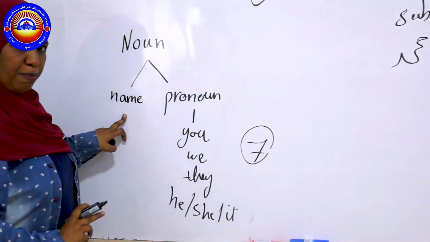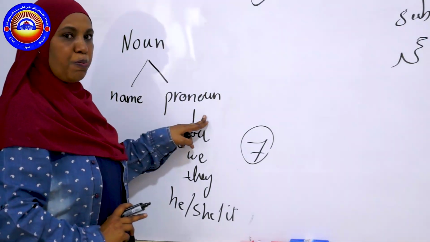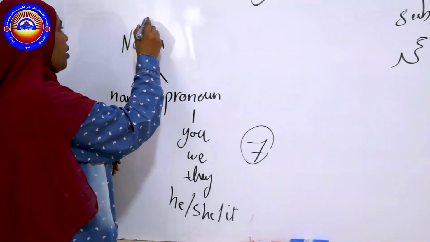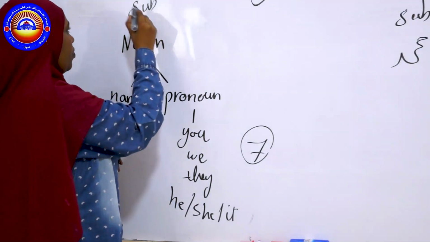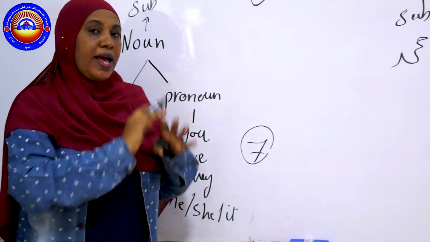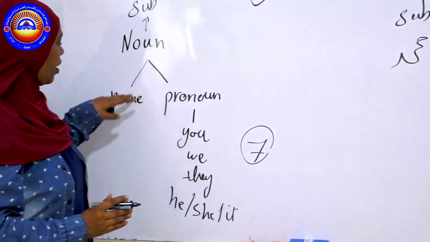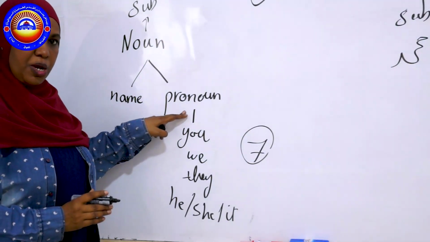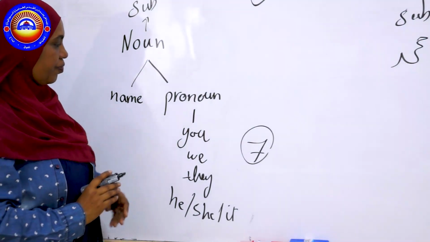So, in English, you can't start your sentence without one of these 2 types. It must be a name or it must be a pronoun. Both of them we call noun, and this noun can be subject or it can be object in general, but it must be a name or a pronoun. You can't start it with a verb or with an adjective.